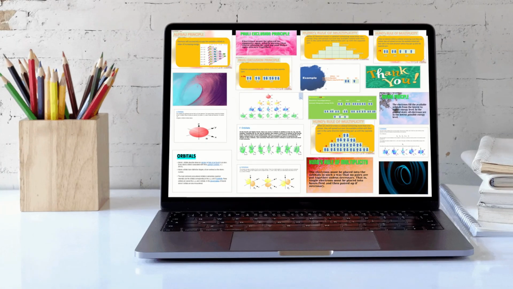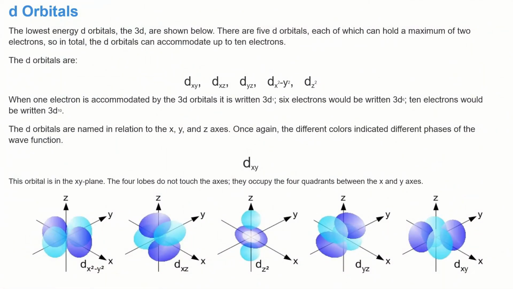Next is the d orbital. The lowest energy d orbitals, the 3d, are shown below. There are 5 d orbitals, each of which can hold a maximum of 2 electrons. So in total, the d orbitals can accommodate up to 10 electrons. The d orbitals are the dxy, dxz, dyz, dx squared minus y squared, and dz squared.